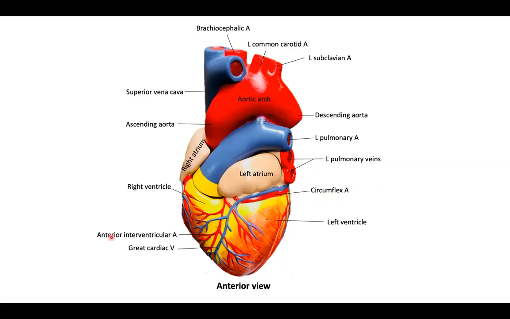Now, parallel to your anterior interventricular artery, you have the main vein that collects blood from the anterior surface of the heart, and that is referred to as the great cardiac vein.